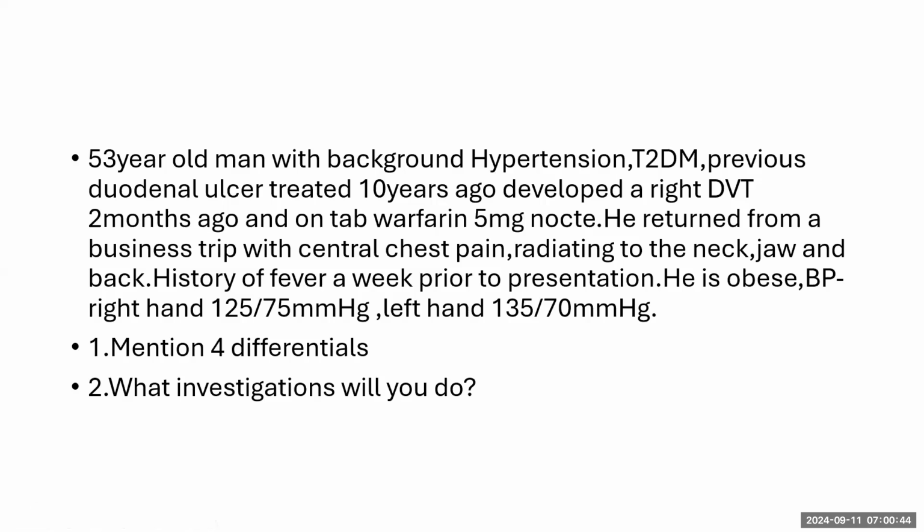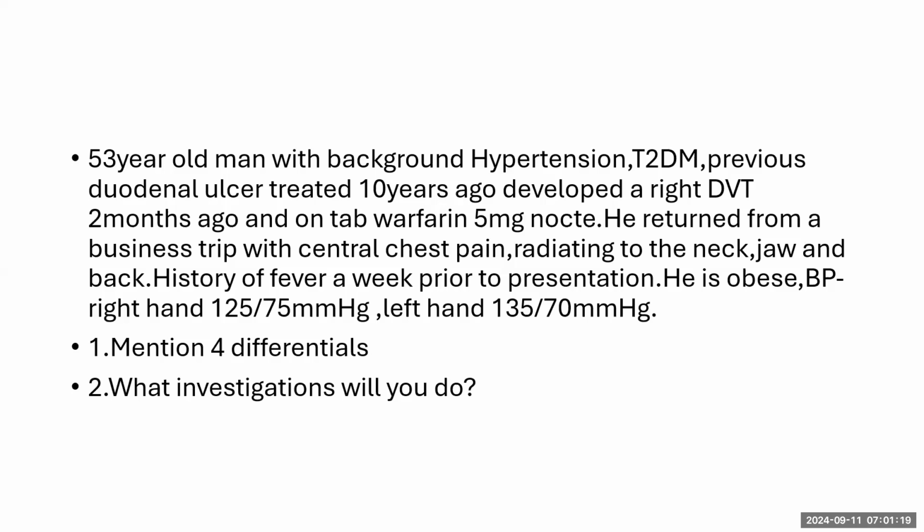A 53-year-old man with background hypertension, type 2 DM, previous duodenal ulcer treated 10 years ago, developed a right DVT 2 months ago, and is on tab warfarin 5 mg nocte. He returned from a business trip with central chest pain radiating to the neck, jaw, and back. History of fever a week prior to presentation. He is obese. Blood pressure on the right hand is 125/75 millimeters of mercury, and on the left hand is 135/70 millimeters of mercury. Number one, mention 4 differentials.